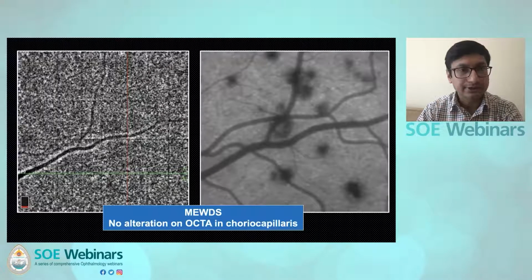We now assume that MUTES is most likely because of a primary pathology in the photoreceptors. It's probably a photoreceptoritis. And the changes on ICG are probably because of transient RPE damage causing this kind of a hypofluorescence.